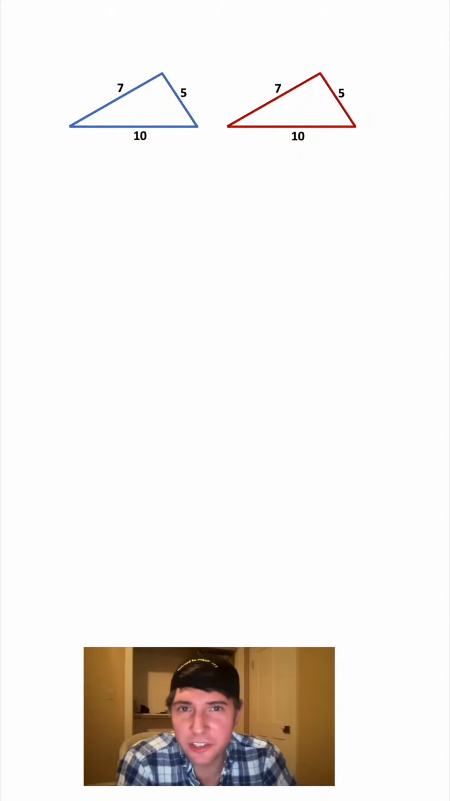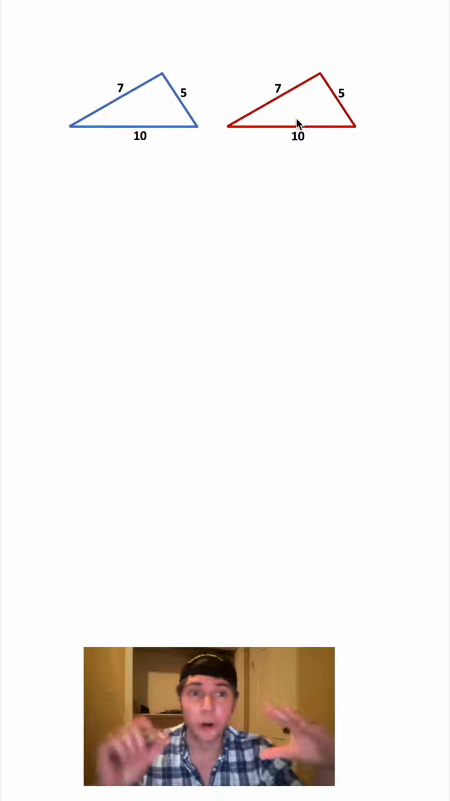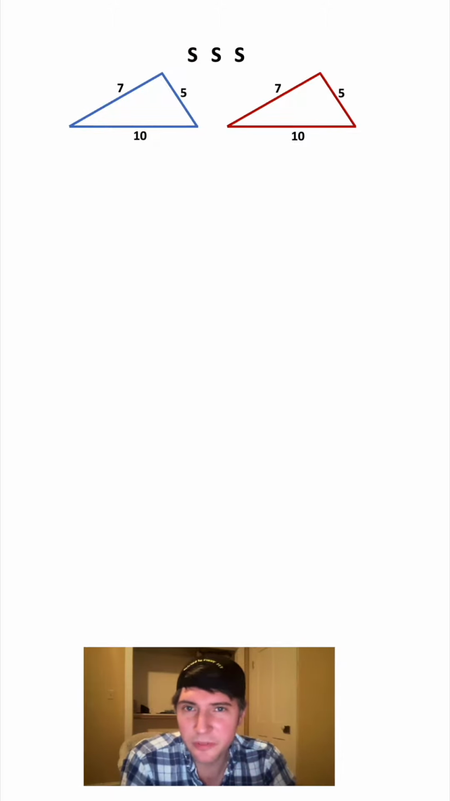Let's talk about congruent triangles. If you have two triangles and you have three pairs of corresponding sides, the 7, 7, 5, 5, and 10, 10, you know these two triangles are congruent no matter what. There's no way they cannot be congruent. And we call the reason for that SSS, which stands for side, side, side.